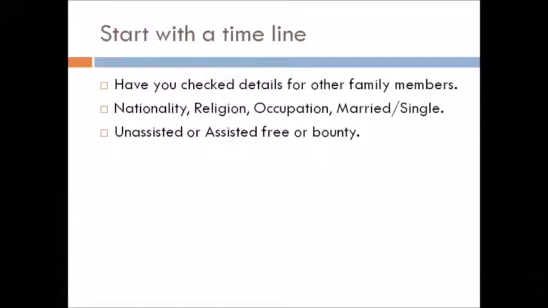So the other thing is check details for other family members. They don't all arrive together. They don't all come out at the same time. They don't all come to the same location. Things like their nationality, their religion, if they're married, they're single, male or female, is relevant to the different time frames of Australia's development. And some people get confused with unassisted and assisted and bounty.